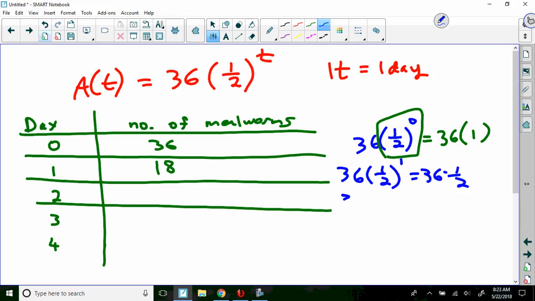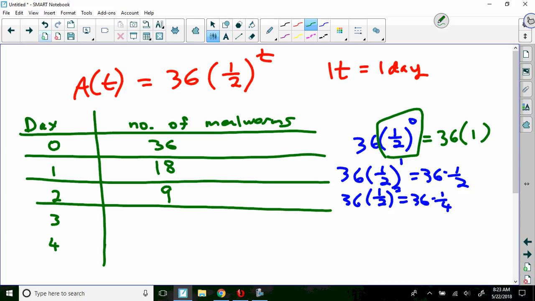So it's going to be 36 times 1/2 to the second, which is 36 times a quarter. And we know that when the Germans are mad, what do they say? 9. Mad Germans.